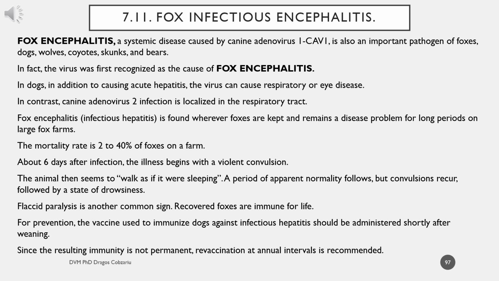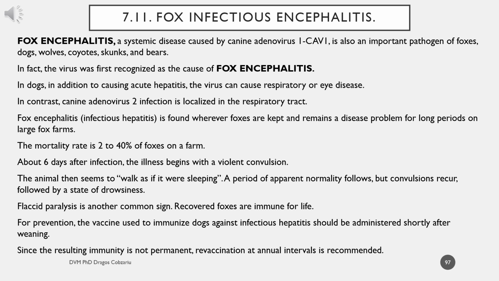Fox encephalitis, infectious hepatitis, is found wherever foxes are kept and remains a disease problem for long periods on large fox farms. The mortality rate is 2 to 40% of foxes on a farm. About 6 days after infection, the illness begins with a violent convulsion. The animal then seems to walk as if it were sleeping. A period of apparent normality follows, but convulsions recur, followed by a state of drowsiness. Flaccid paralysis is another common sign. Recovered foxes are immune for life.